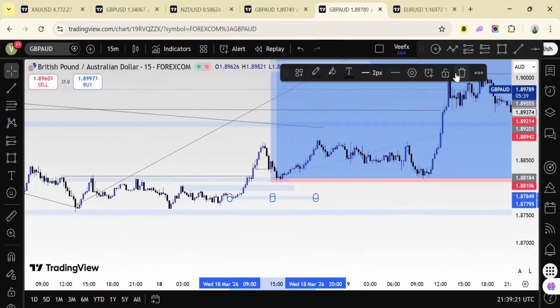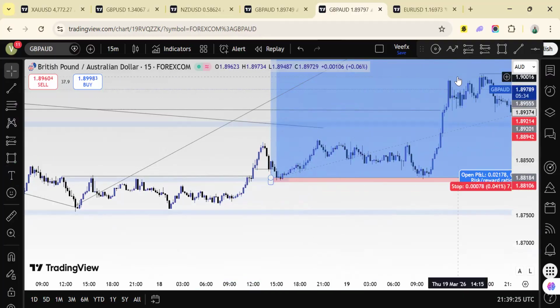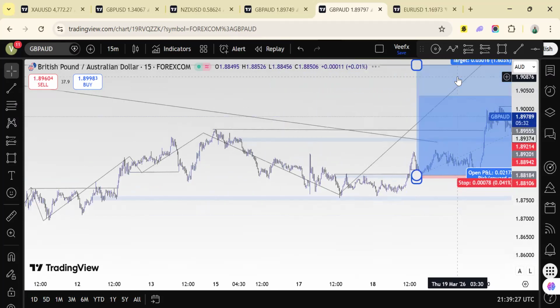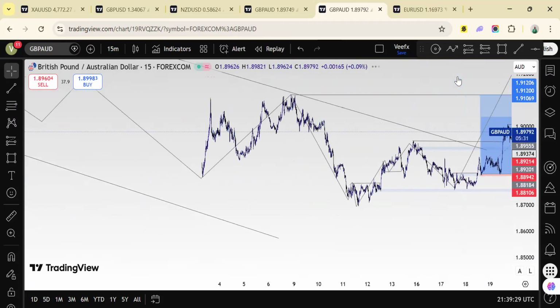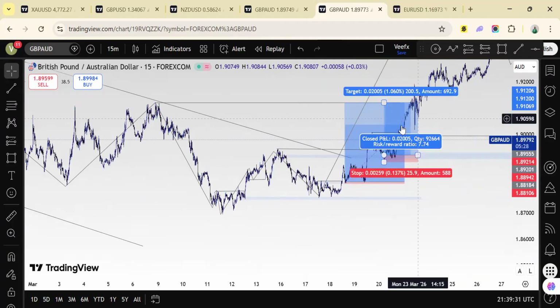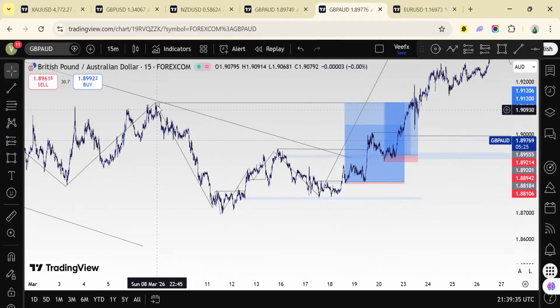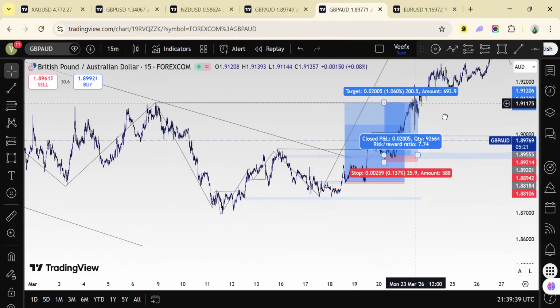So let me delete this. It did a massive buy to the upside, and it took out the first trend line liquidity, which is this trend line liquidity here, this particular high. It took it out, right? And even broke past it.